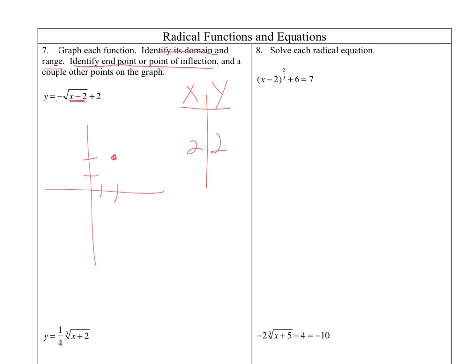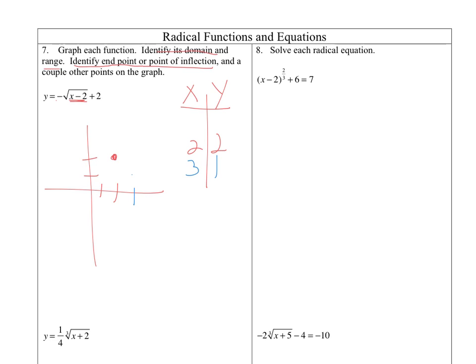So the point 2 comma 2 would be on there. I'm going to go one value up from that. And if I do that, I end up at 3. So 3 minus 2 is 1. Square root of 1 is 1. Negative 1 plus 2 is 1.